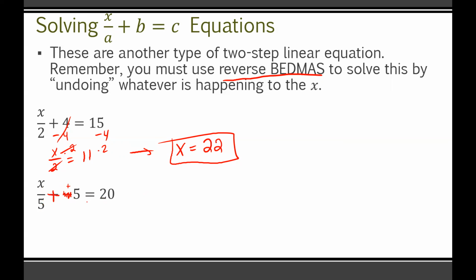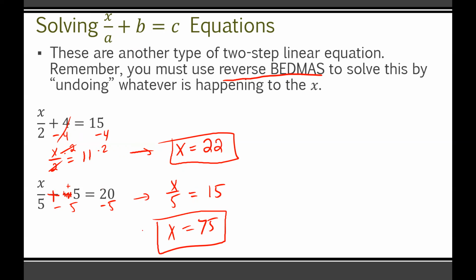So we got plus positive 5 equals 20. Undo whatever you got going on here. So let's minus 5 from both sides. And that's going to leave us with x over 5 equals 20 minus 5, which is 15. Then, of course, we want to get x by itself by timesing by 5 on both sides. So x equals 5 times 15. I'll say that's going to be 75 as your answer.